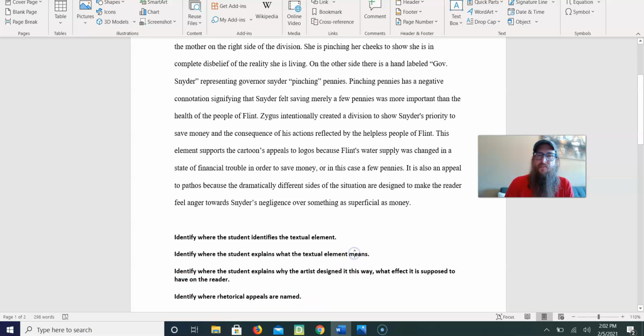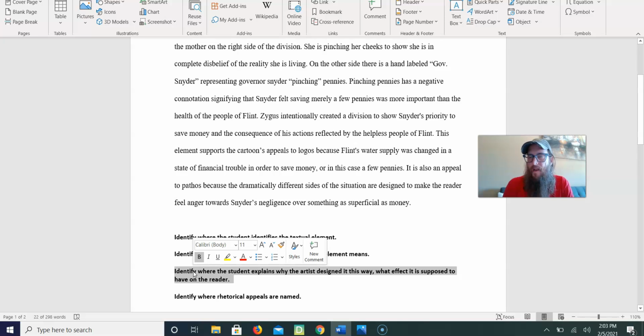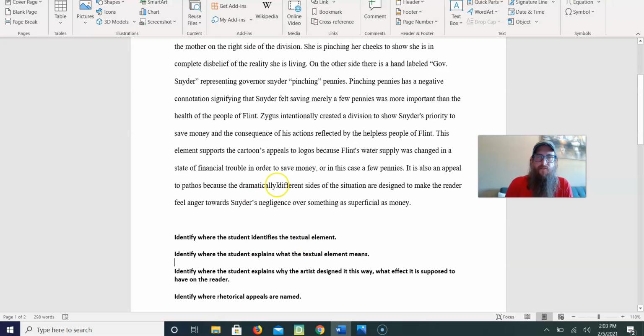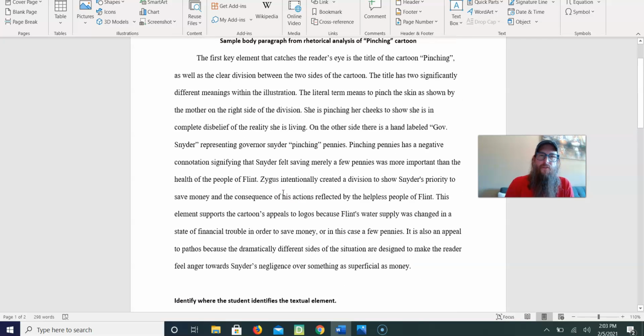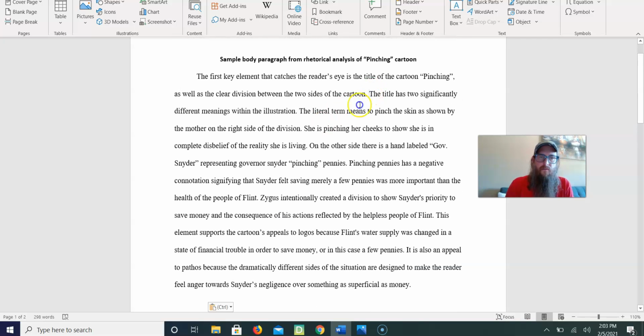Okay, so this is like if we're talking about, I don't know, a great Bob Marley song, I Shot the Sheriff. We can talk about what the lyrics mean, and we can also talk about what Bob was trying to get at with that song, why he potentially designed it that way. Okay, you can do analysis with lots of things besides just political cartoons. Anyhow, where does she explain what the textual element means?